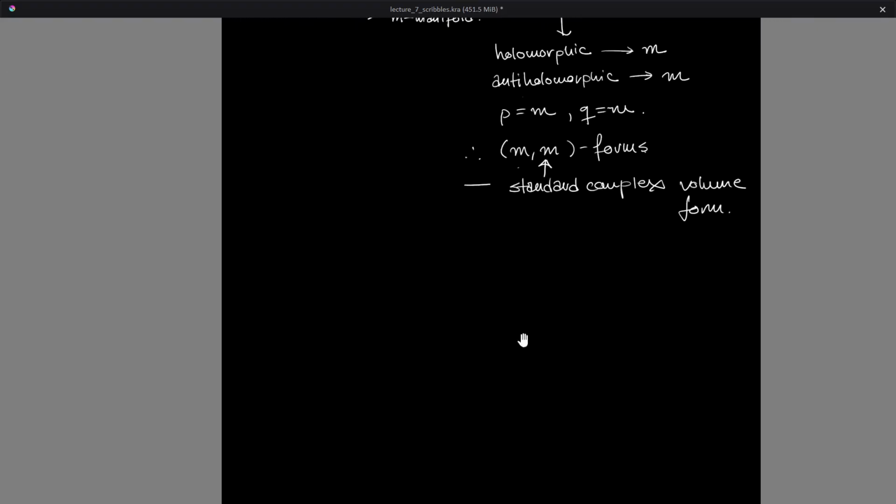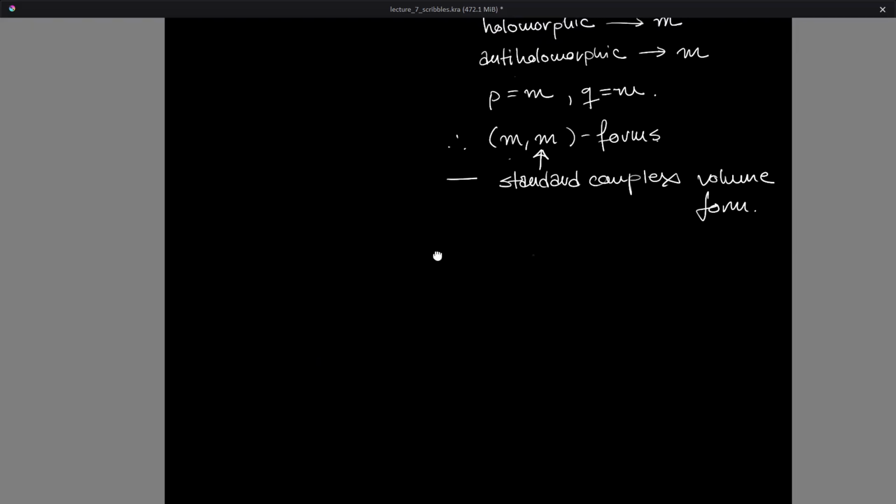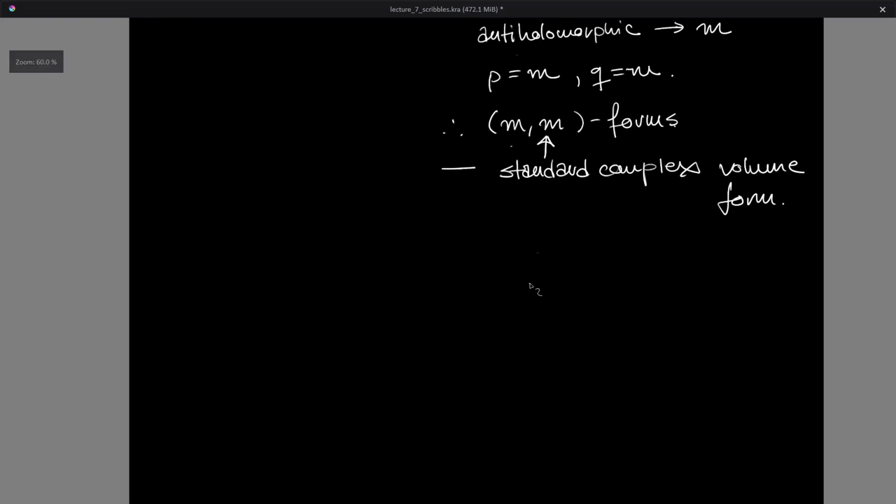Okay. Last, there's one last result that we want to show, or state, because it's going to be really important for the rest of the course. That is a theorem. We're not going to prove it here.